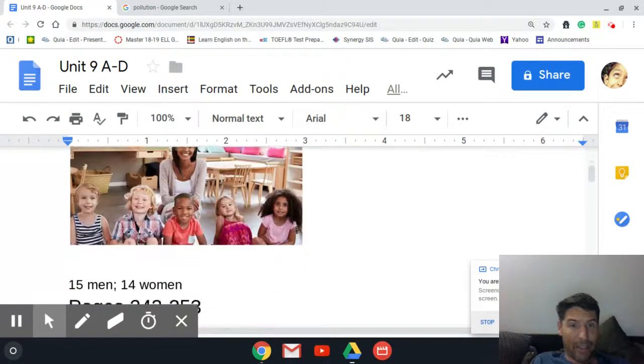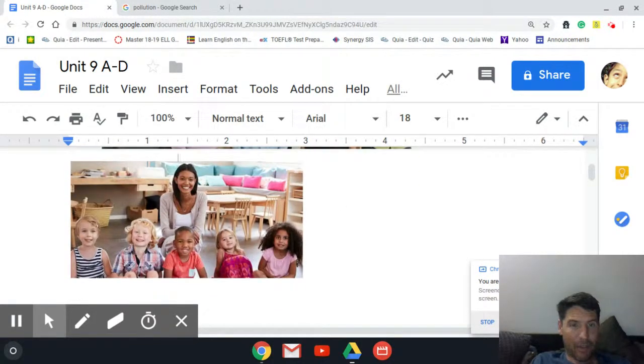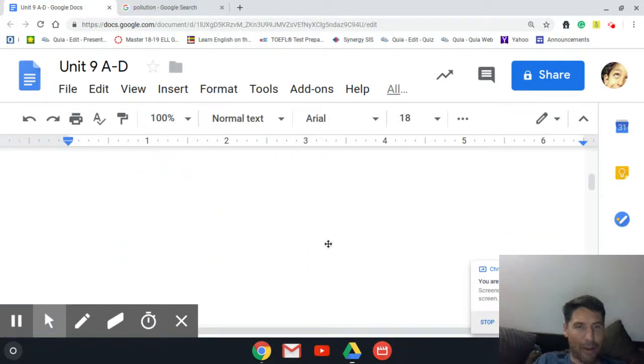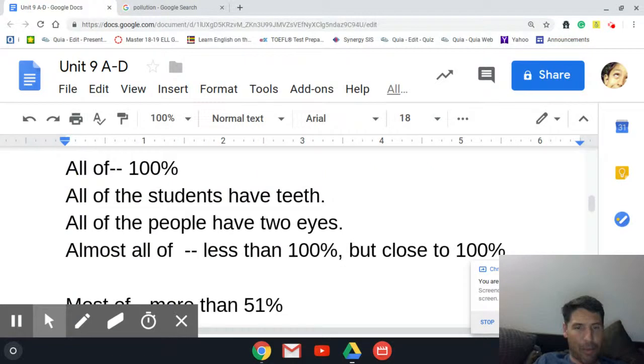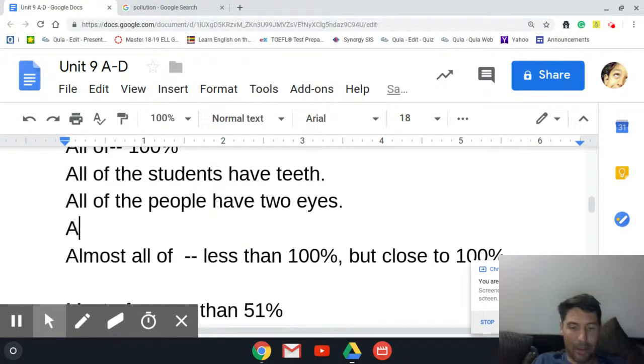Or if you look at this picture over here, right, with the teacher and the five students, looks like, I think that's a smile. I'm going to call that a smile. I'm going to call that a smile too. We might say all of the people are smiling, 100% of them.